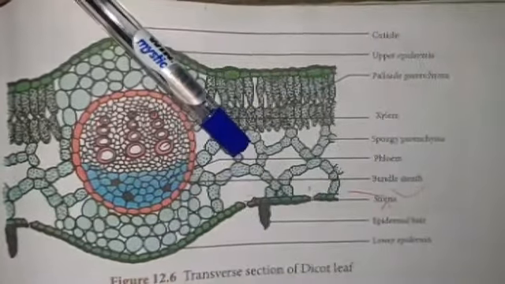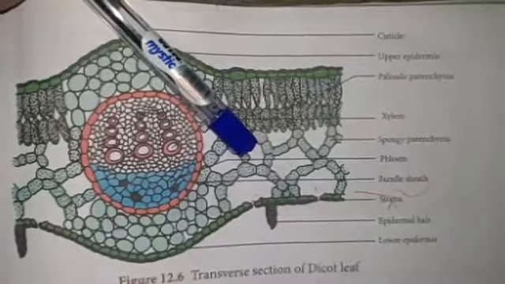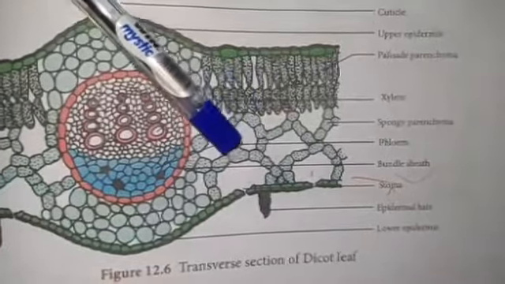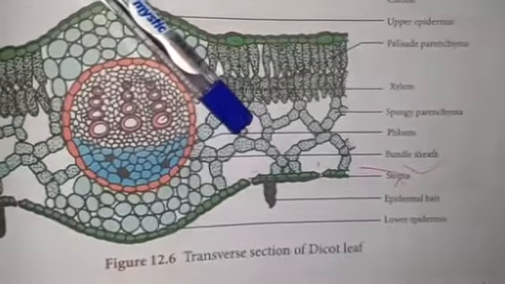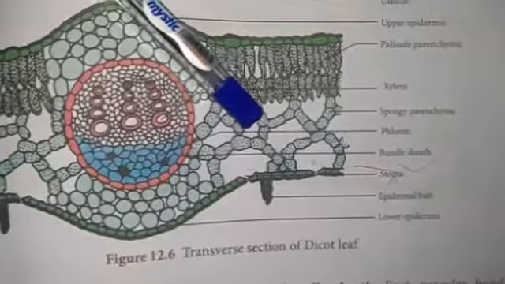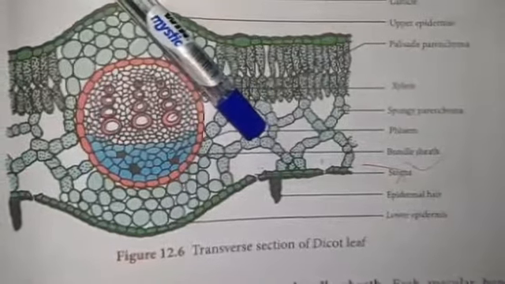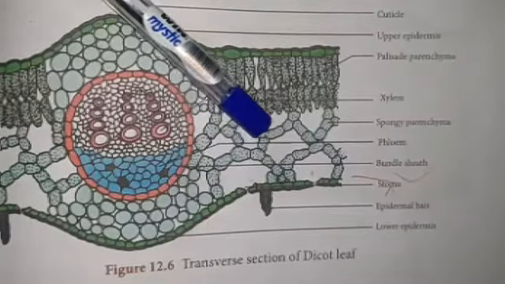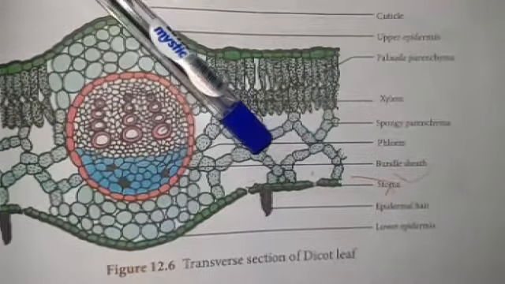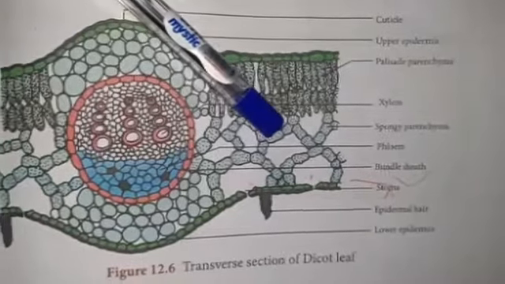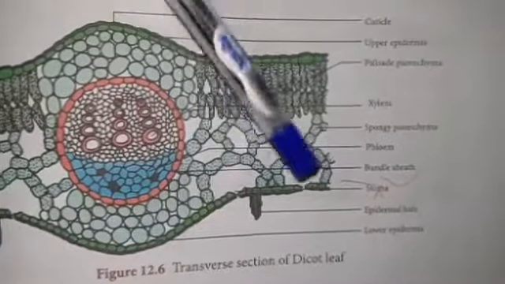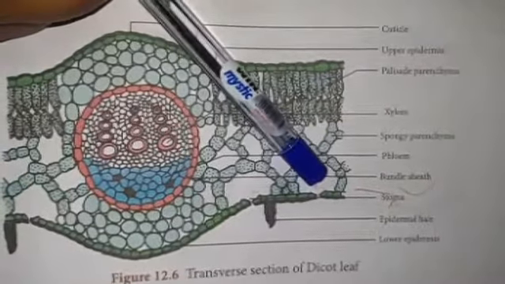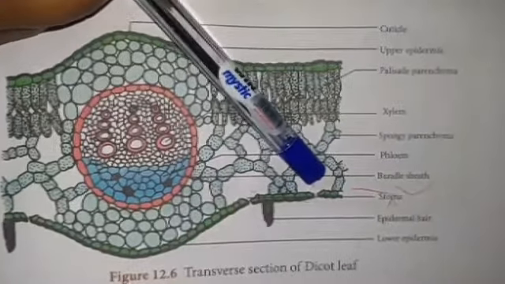Below the palisade parenchyma, the spongy parenchymas are present. They are made up of irregular shaped cells, arranged with a lot of intercellular spaces. They have a lot of air spaces. The number of chloroplasts is less than in the palisade parenchyma. So the spongy parenchyma has well developed air spaces. With the help of these air spaces, they are involved in exchange of gases. The air space next to the stomata is called the respiratory cavity or substomatal cavity.